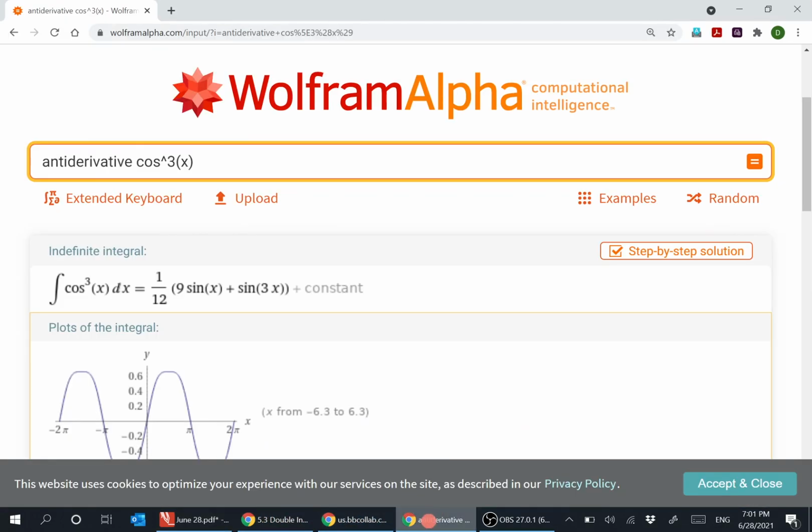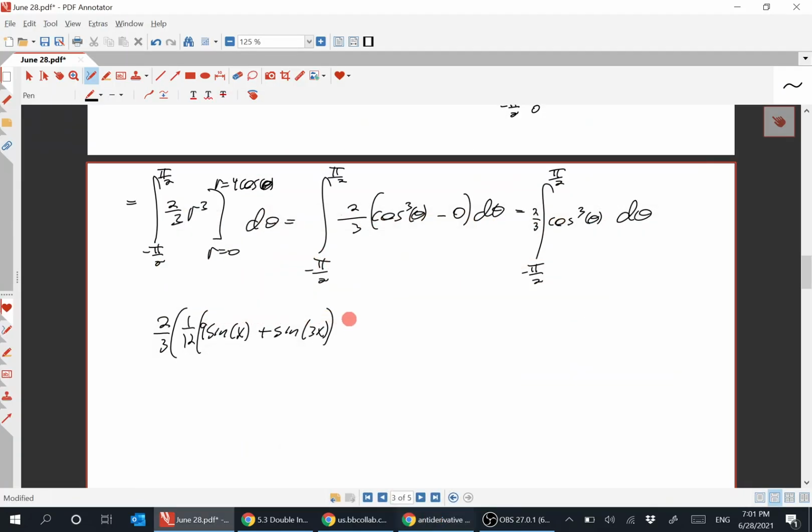Sine 3x, all from minus pi over 2 to pi over 2. How do you do the antiderivative of cosine to the third? Does anyone remember? What you do is you write it as cosine theta, or not x, it's going to be theta in this case. You write this as cosine theta times cosine squared theta. So this is then cosine theta times 1 minus sine squared theta.